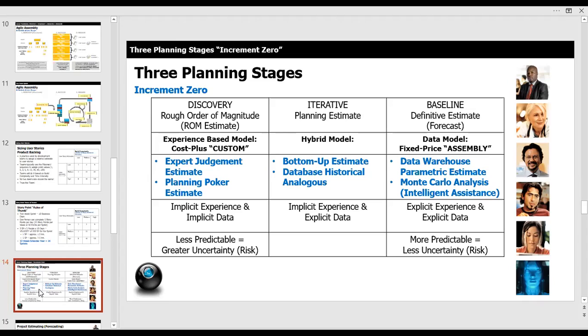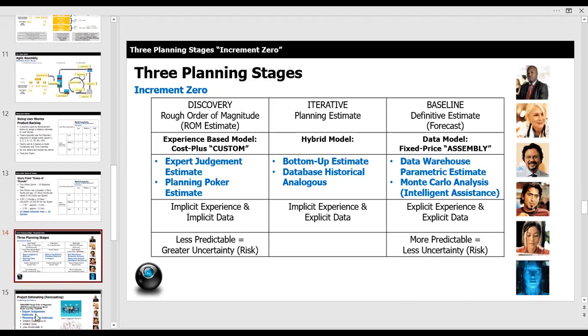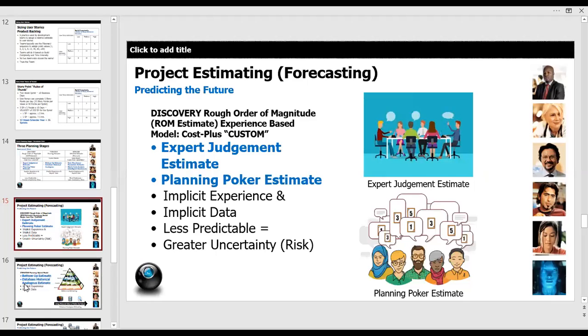Discovery is where you're starting, and then with iterative, you're going to do other estimating techniques, and then finally you're going to get to baseline, which is your final approach. All right, so I'm going to walk you through each of them individually. With discovery, it's called the rough order of magnitude and it's experience-based, meaning these estimates are going to come from your staff.